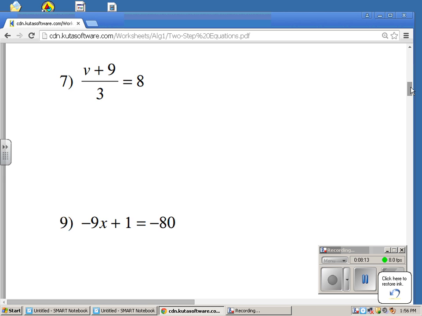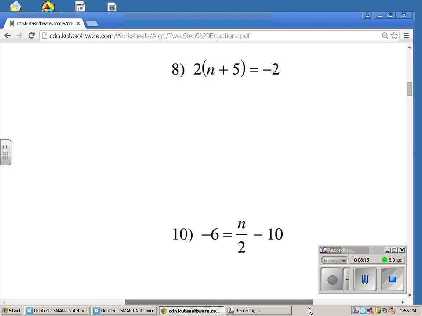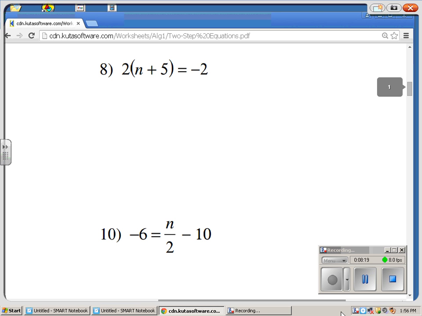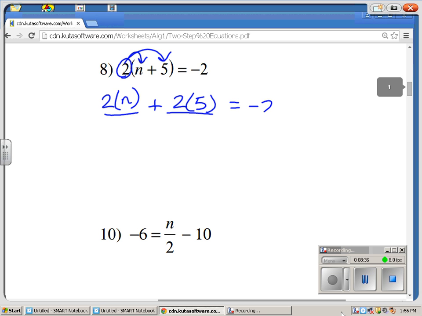We're going to complete 8, so I'm going to go over to the even side. And the first thing we're going to do is use the distributive property. So I take the 2 on the outside, and I multiply it by the n. And then I take the 2 on the outside, and I multiply it by the 5. So I get 2n plus 10 is equal to negative 2.